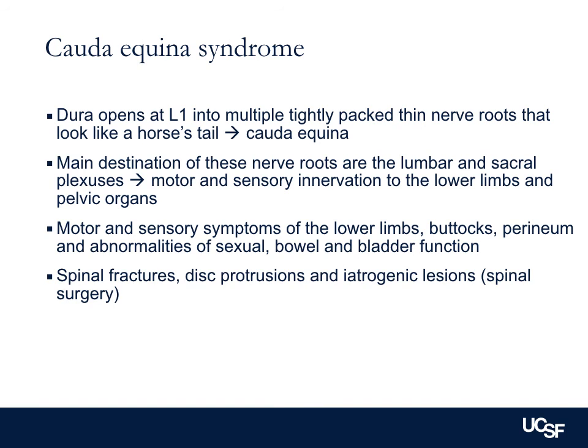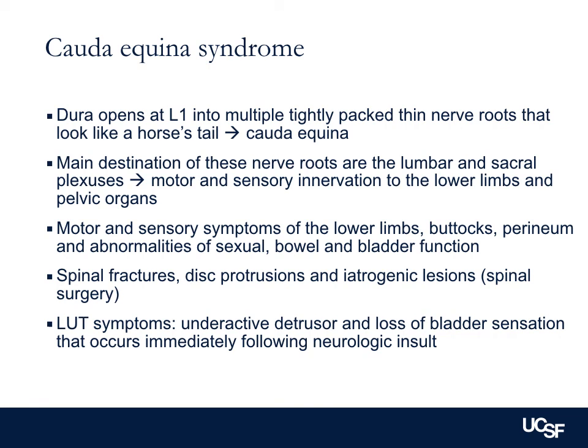And this can be caused by spinal fractures, disc protrusions, and iatrogenic lesions, sometimes caused by spinal surgery. And also, the lower urinary tract symptoms that are common are underactive detrusor and loss of bladder sensation, and this occurs immediately following the neurologic insult.